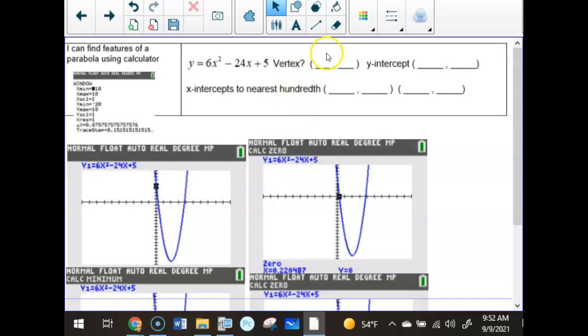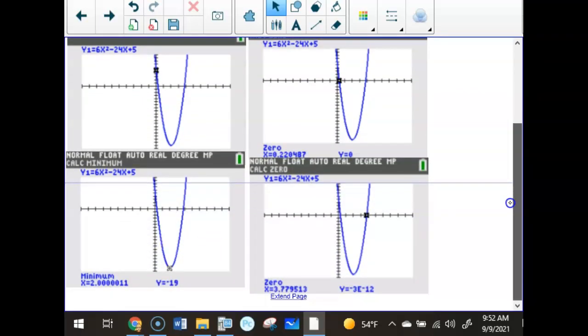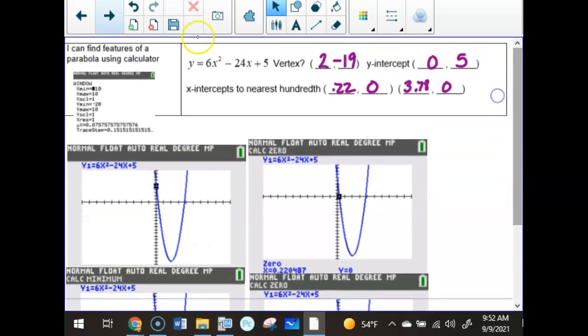Okay? So, can anybody remind me real fast what those were so I can fill this in? Was it 2 negative 11? 2 negative 19? 0, 5? Thank you. It does say round to the nearest hundredth on the quiz, I believe. Okay.